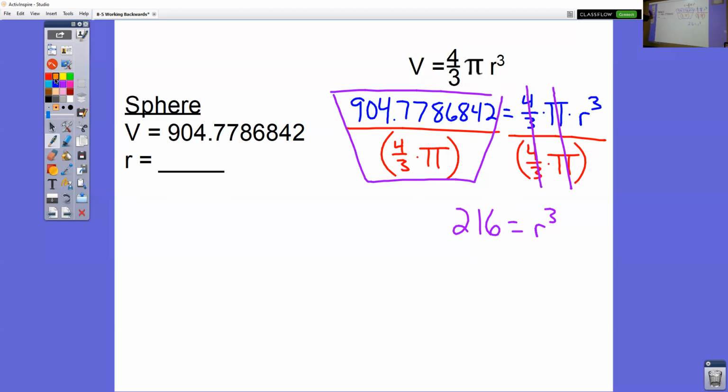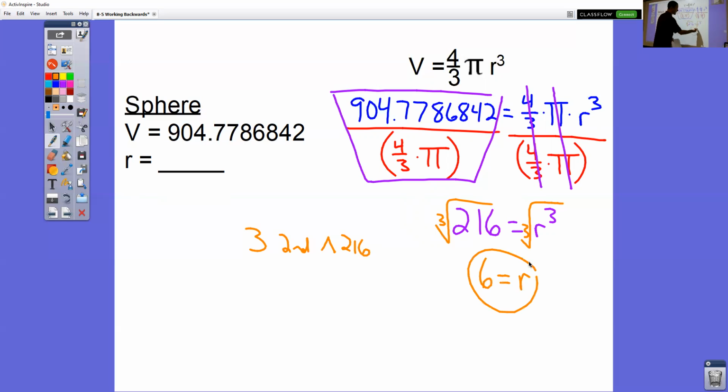Now, this time we have an r cubed, or r to the third power. The opposite of cubing a number is to take the cube root of a number. So to get that r all by itself, we need to take the cube root. It looks like the square root, but it has a 3 in it. So remember, the way that you type this into the calculator, you have to hit 3 and then the second button and then the caret button and then your number. So 3, second button, caret button, 216. And you end up with 6 equals r.